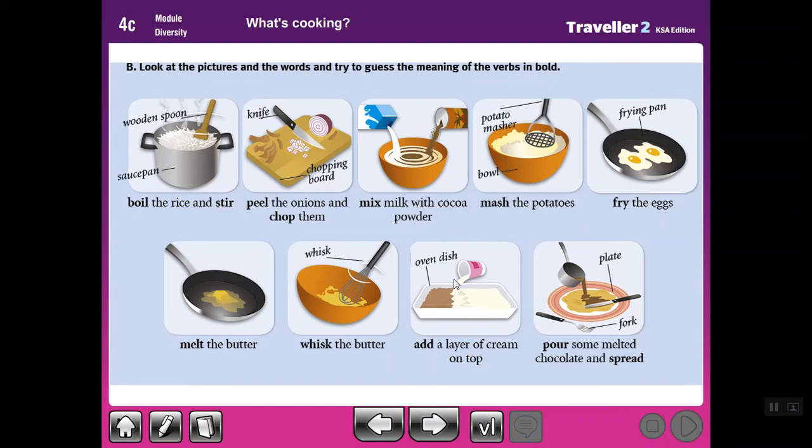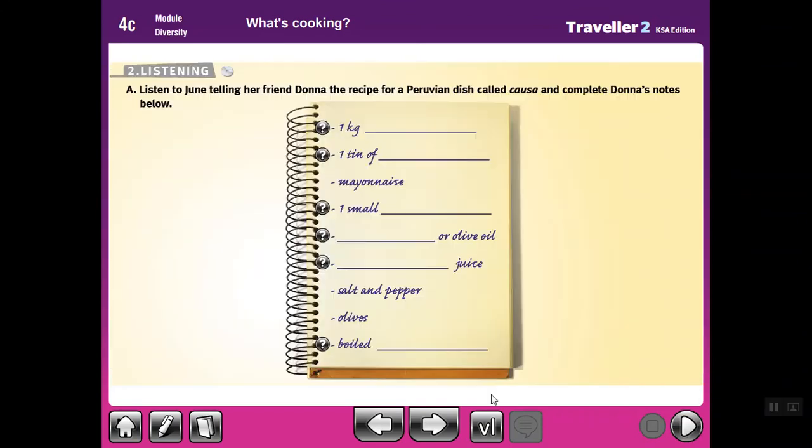An oven dish. This is an oven dish. Pour some melted chocolate and spread. When you pour something, you make a liquid flow out of a container and spread it. When you spread something, you cover a large area. Here you are pouring chocolate here, and here you are spreading. You try to spread it on the plate, and this is a fork.